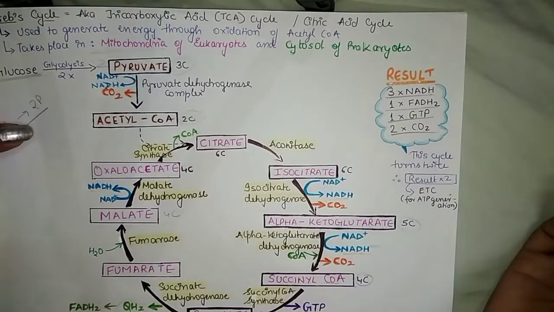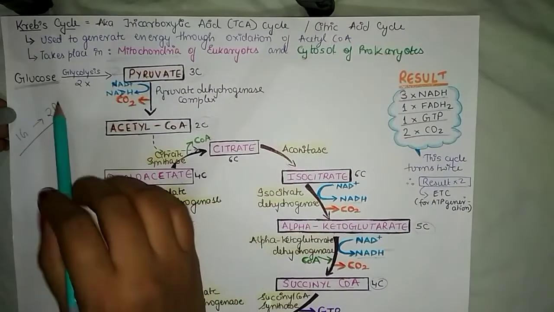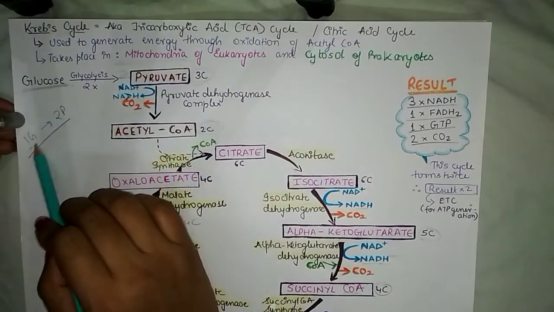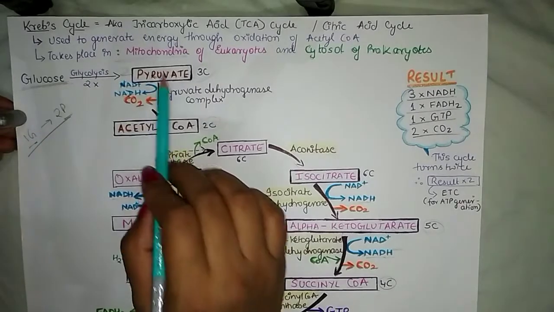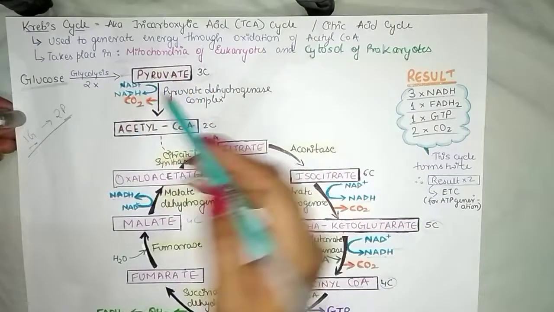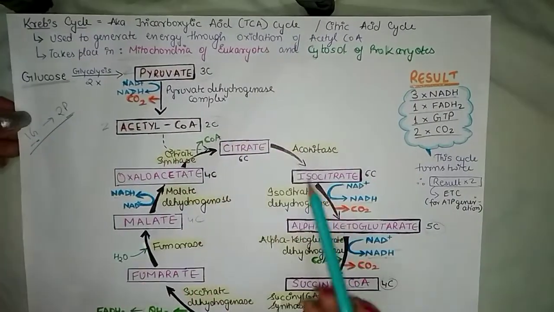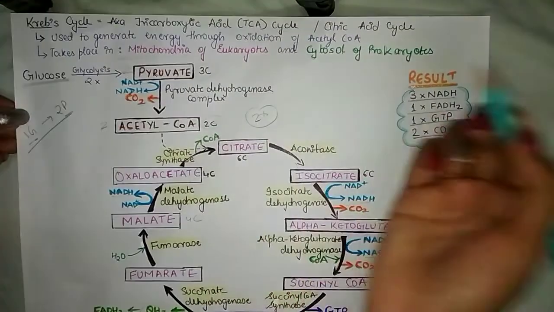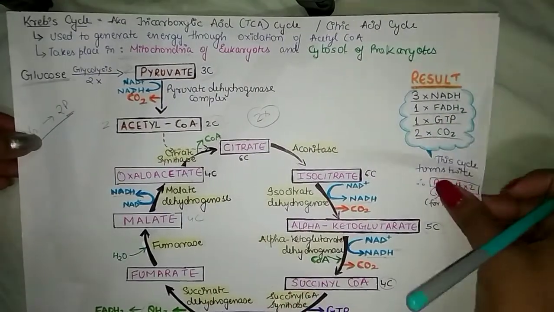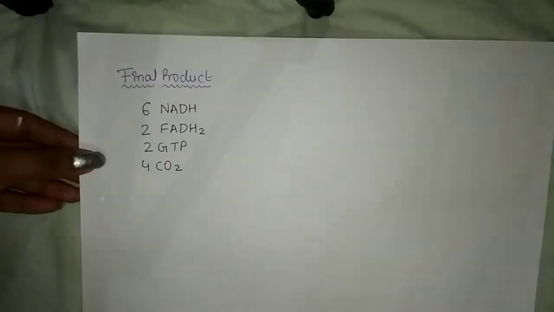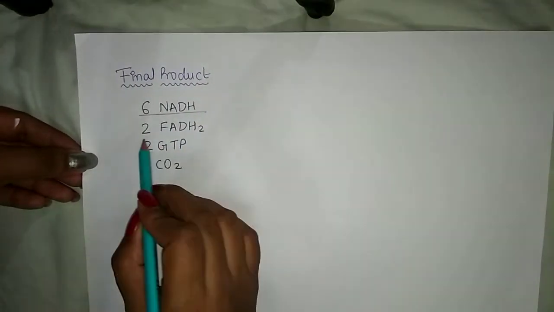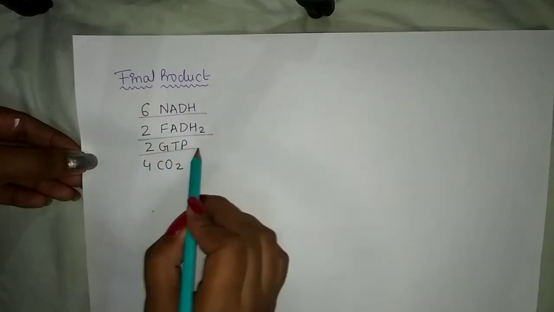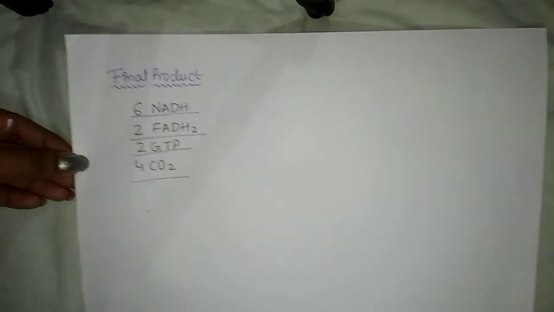Because during glycolysis, 1 glucose will be converted to 2 pyruvate, 2 pyruvate will be converted to 2 acetyl coenzyme A. Therefore, this cycle will be running twice, so the result will be twice. So the final result will be 6 NADH molecules, 2 FADH2, 2 GTP and 4 carbon dioxide molecules.